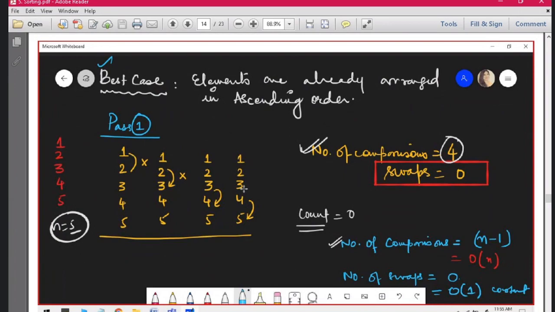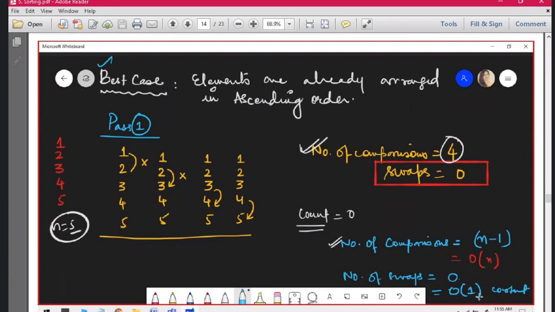So we will stop after pass 1 only, because we got to know that the number of swaps is 0. So here, how many comparisons happened? Number of elements were 5, so number of comparisons will be n minus 1, that is 5 minus 1 is equal to 4. So number of comparisons are 4, but here there was no swap. Swap was 0. So here the time complexity will be, according to the number of comparisons n minus 1, we will remove the coefficients, so the time complexity will be order of n, and for the number of swaps, there is no swap at all, so order of 1, that is constant time.